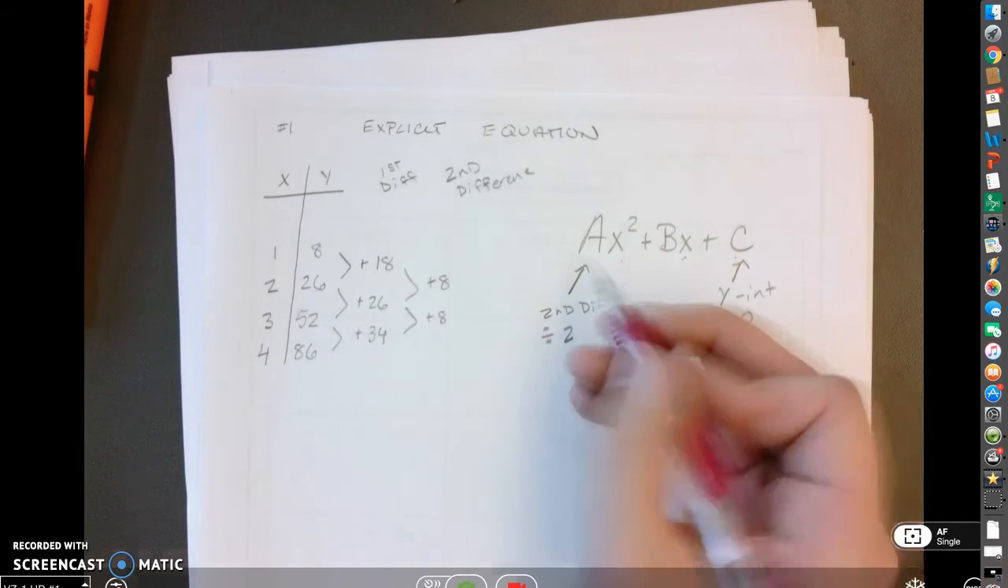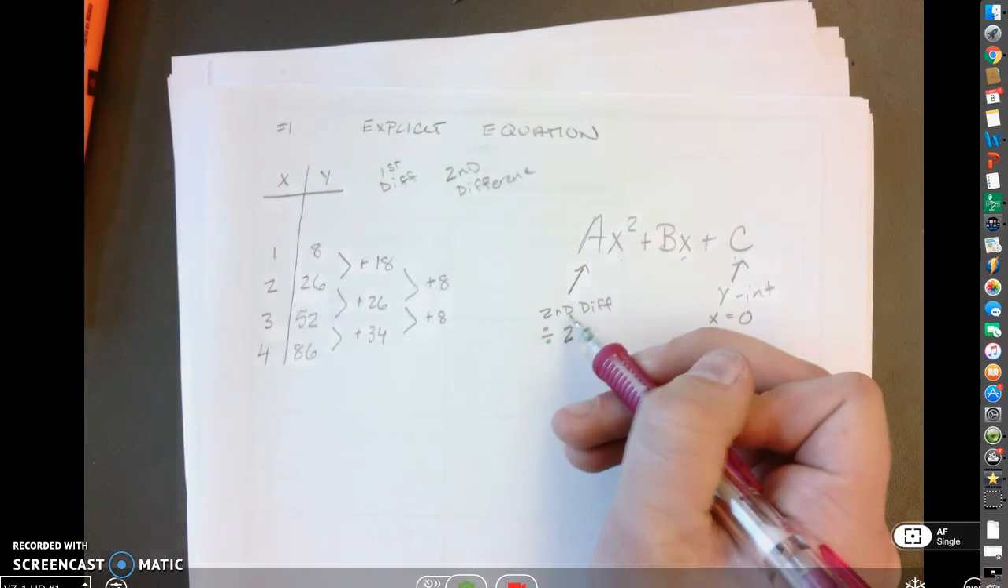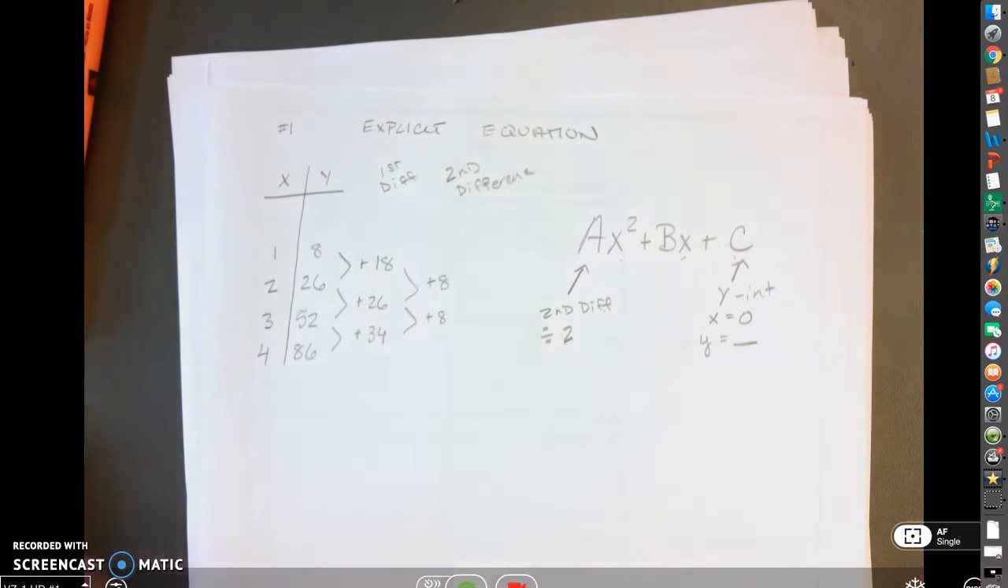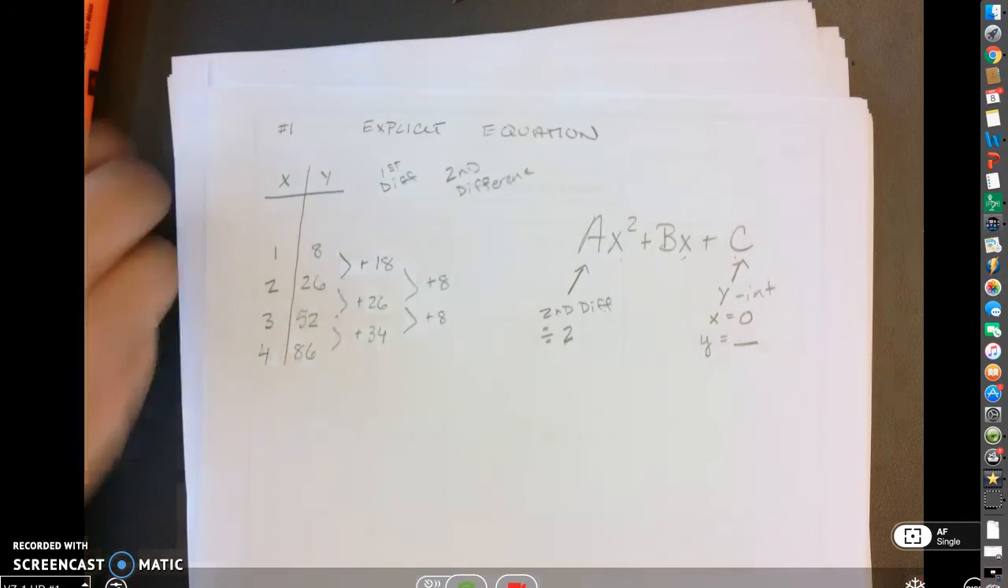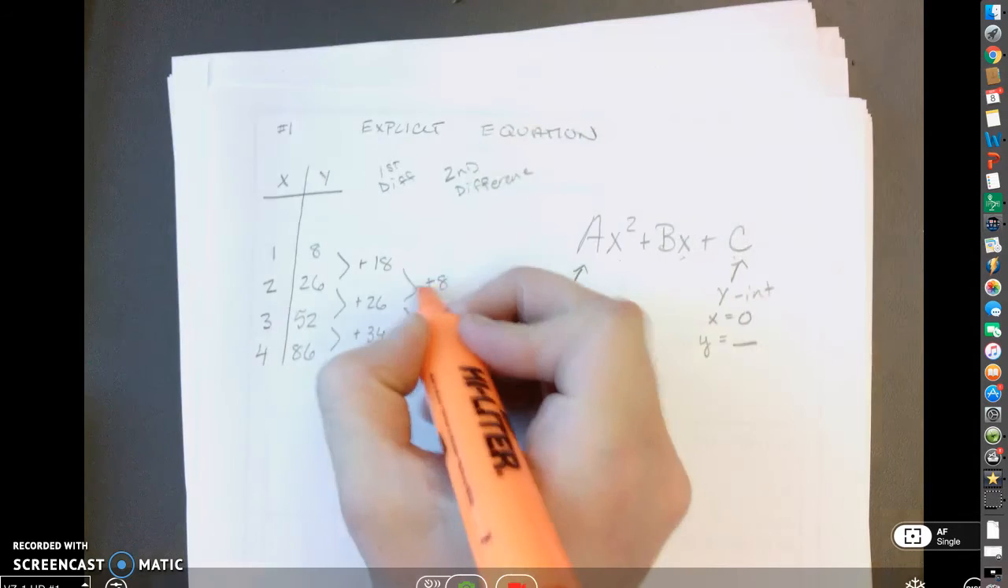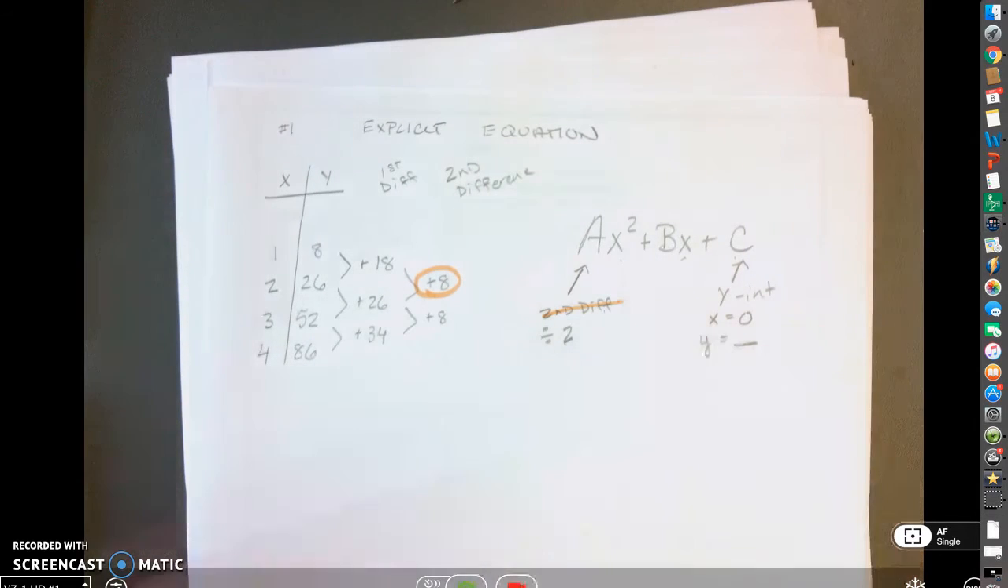Okay, so let's do our a value first. That's the easiest. So we're going to do our second difference divided by 2. So to just make it real obvious here, okay, our second difference is 8. So I have to do 8.